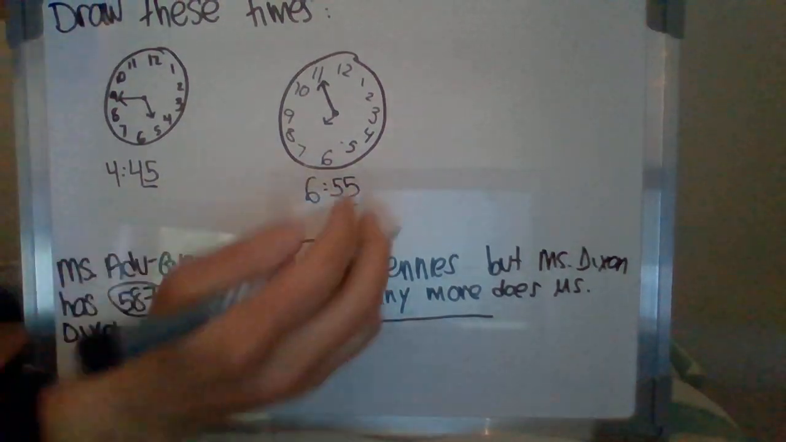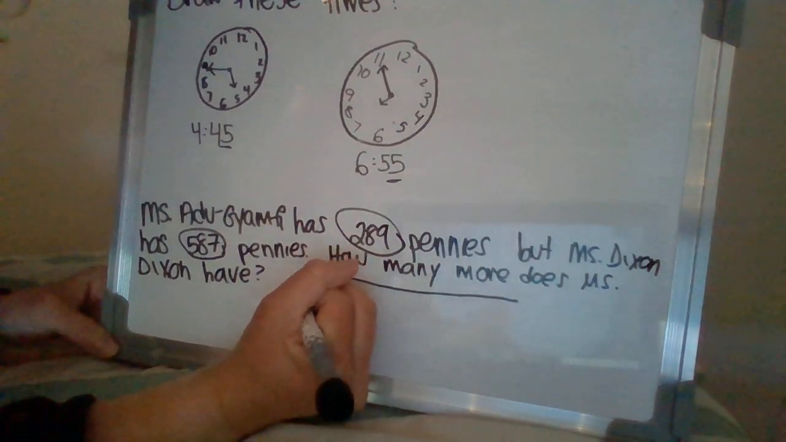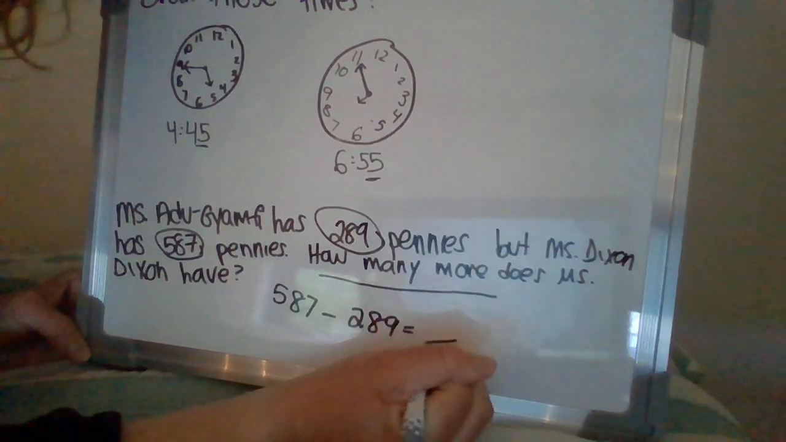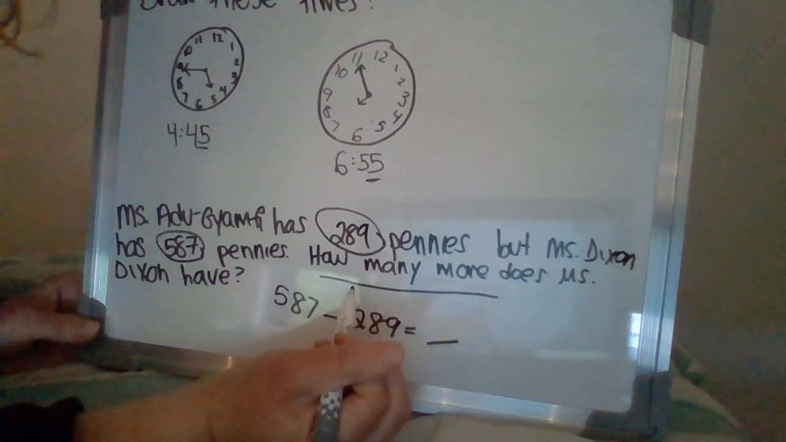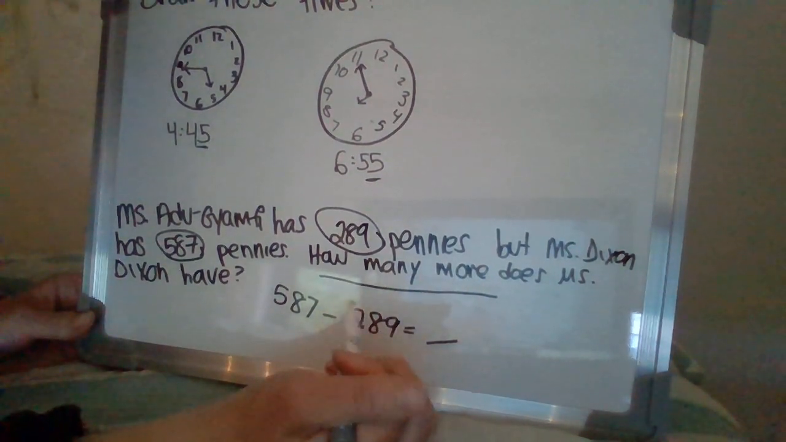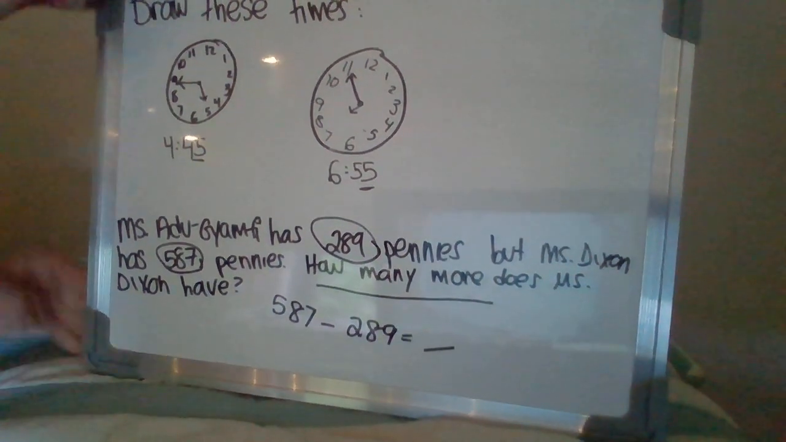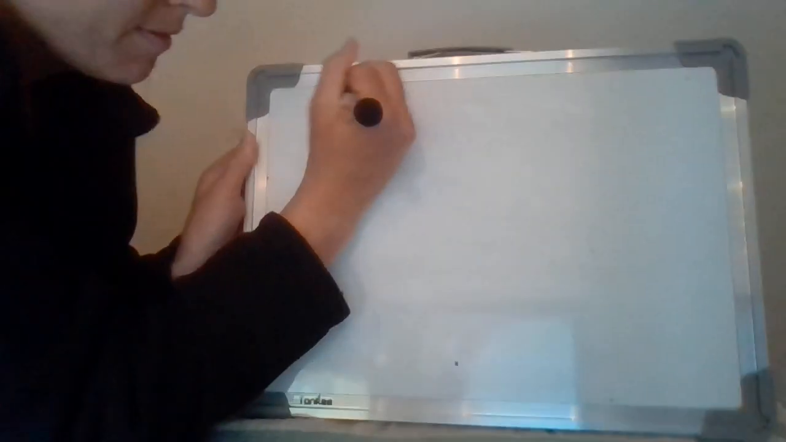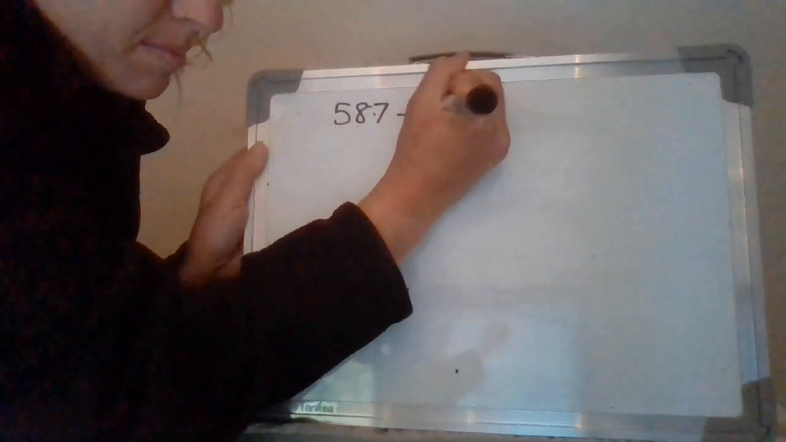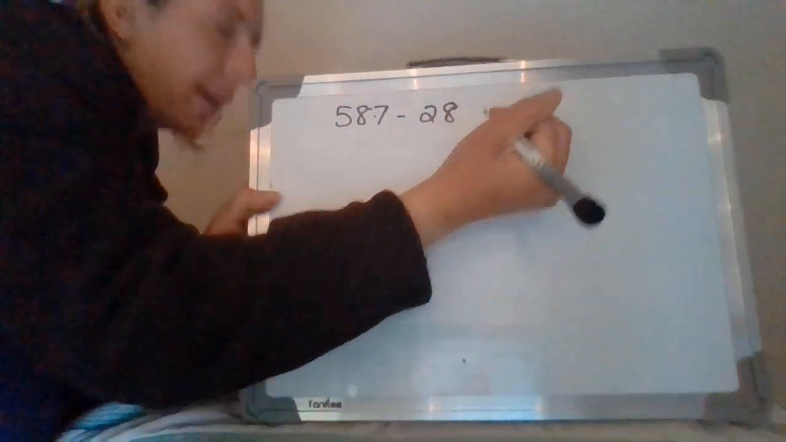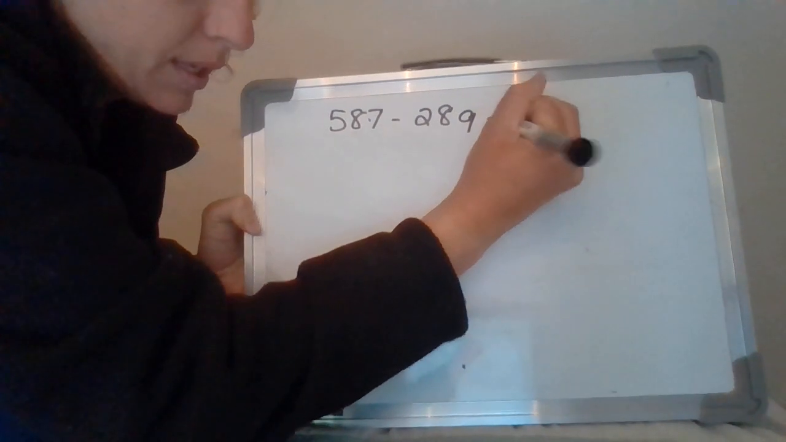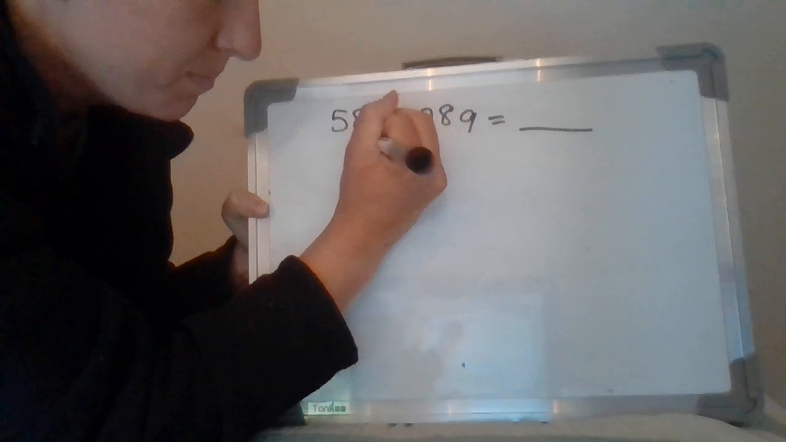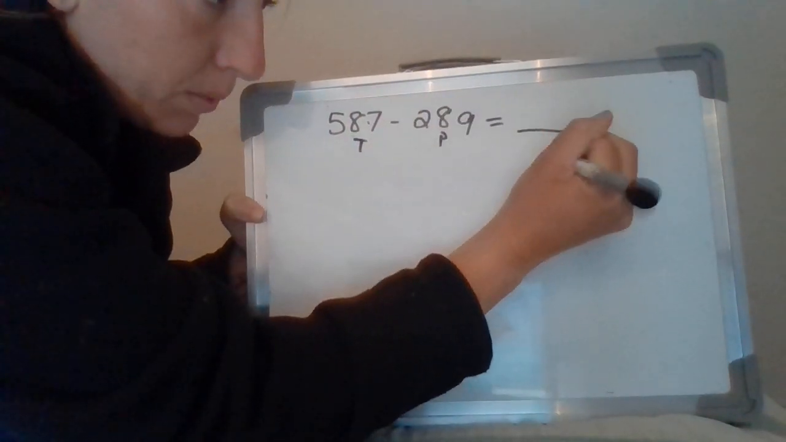Okay, so I'm going to start here with my number sentence. My number sentence has to be 587 minus 289 equals blank. Now I know that because the question asks me how many more, I need to compare the two numbers. So we can work together. 587 minus 289 equals blank. I'm going to start by just labeling the parts and the total. Total minus part equals part.